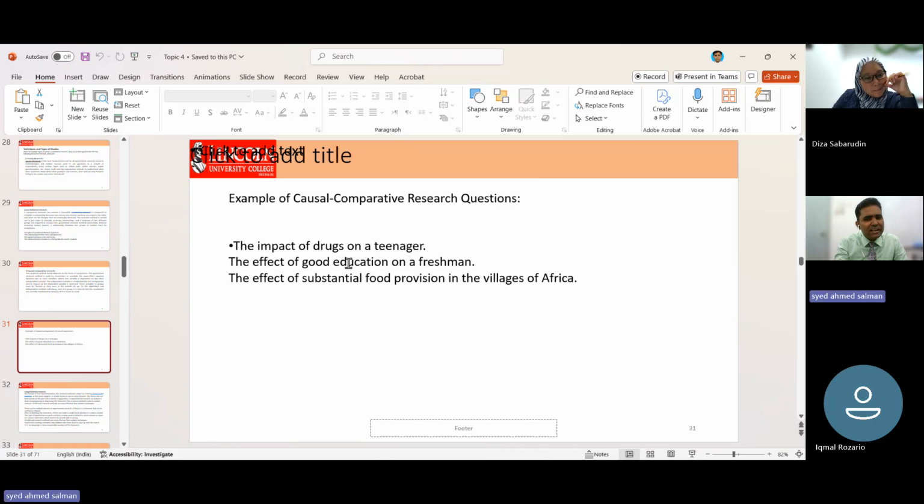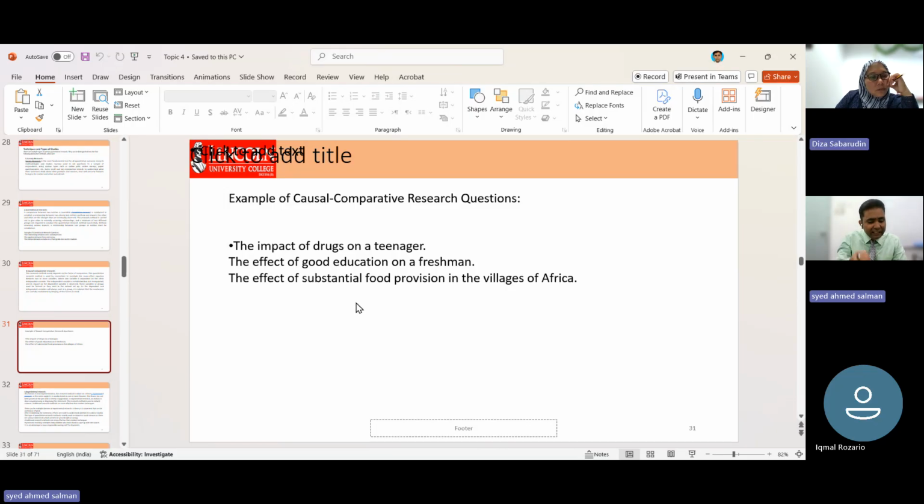The impact of drugs on a teenager, the effect of a good education on a freshman, the effect of substantial food provision in the villages of Africa. You just see the first example, the impact of drugs on a teenager. We are not talking here about the relationship of drugs and teenager. We are talking about the effect, the impact of drugs on a teenager.